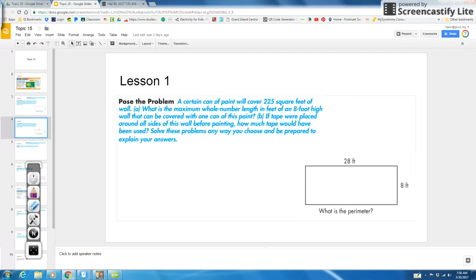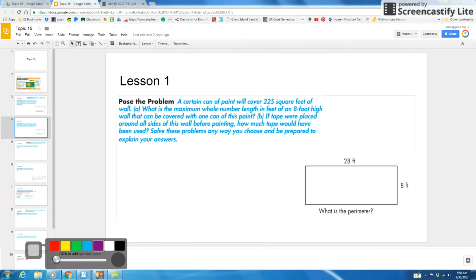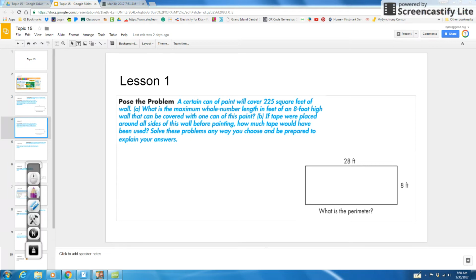So now we're going to focus on part B of our problem now. My pen wasn't working there for a minute. It says if tape were placed around the sides of the wall. So if you notice, we have our 28 feet that we found on the previous slide and our 8 feet. But now what this problem is asking is if I took tape, because I want to tape off when I paint so I don't make a mess. I wanted to tape off the entire outside of this wall. They want to know how much tape you would need to go all the way around there.